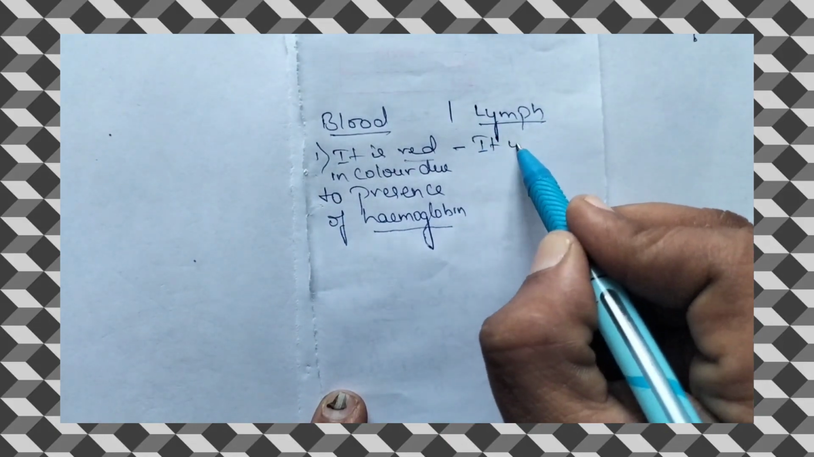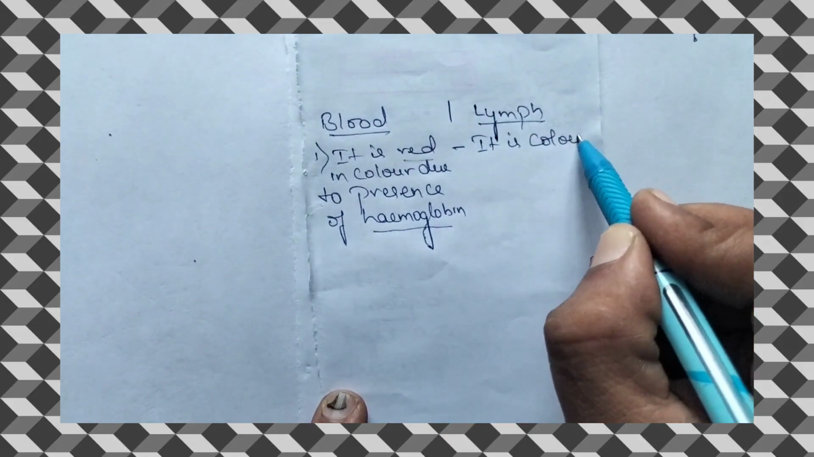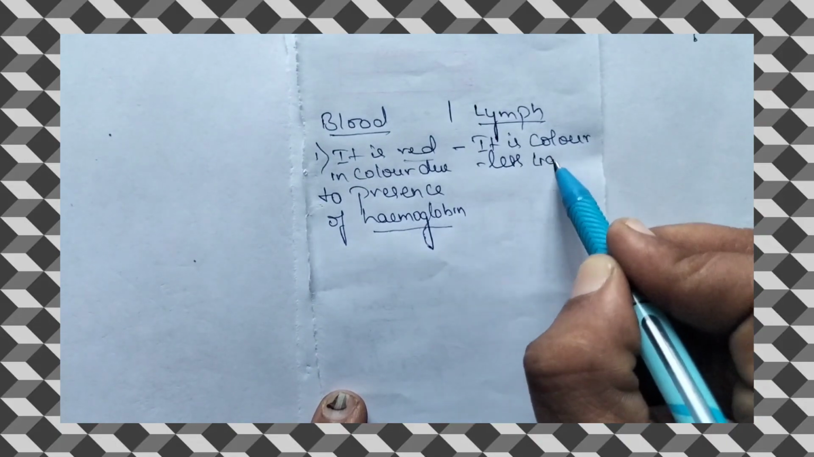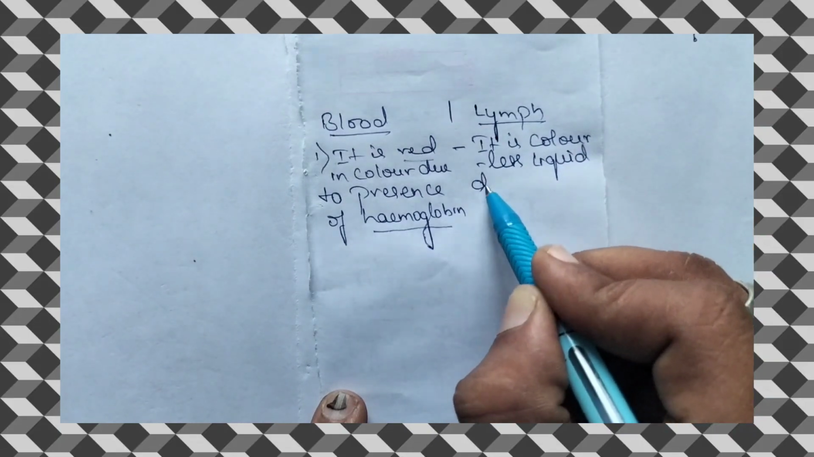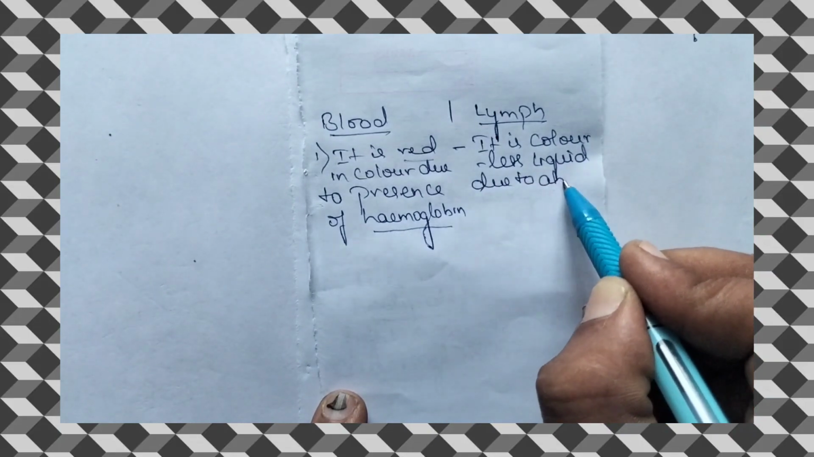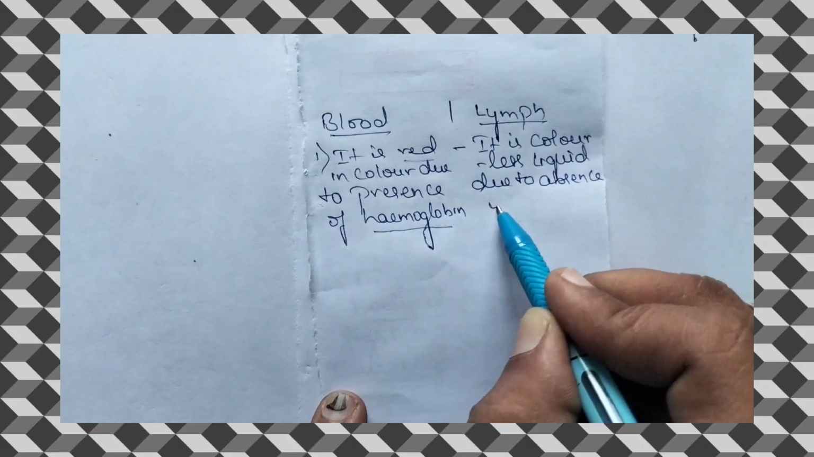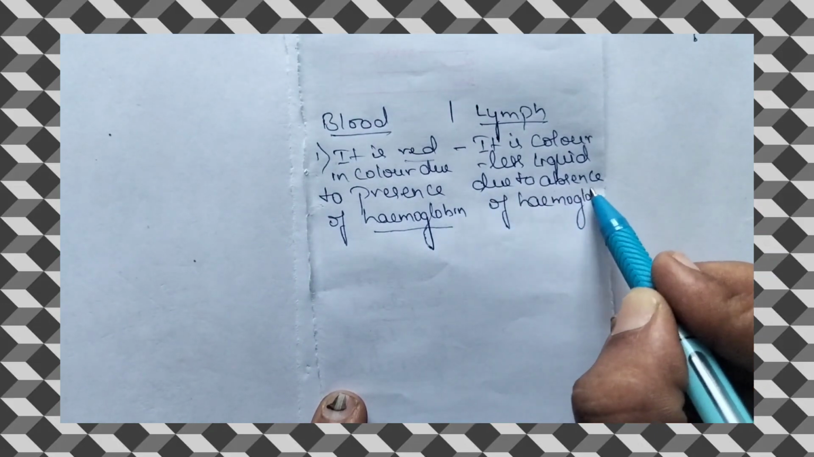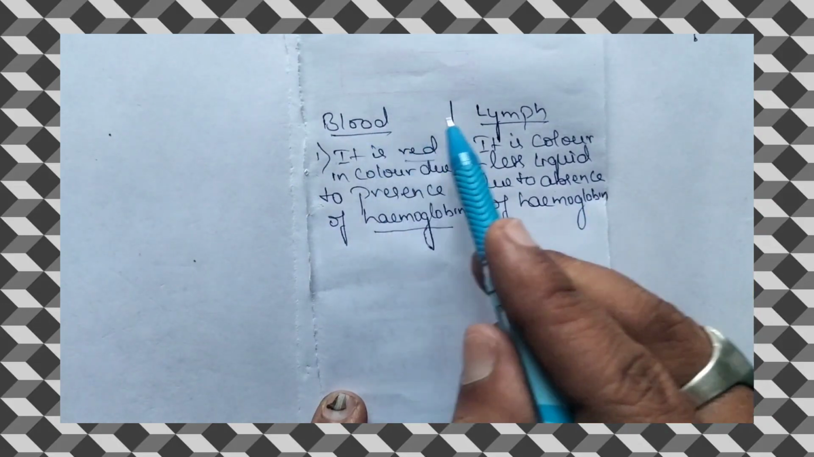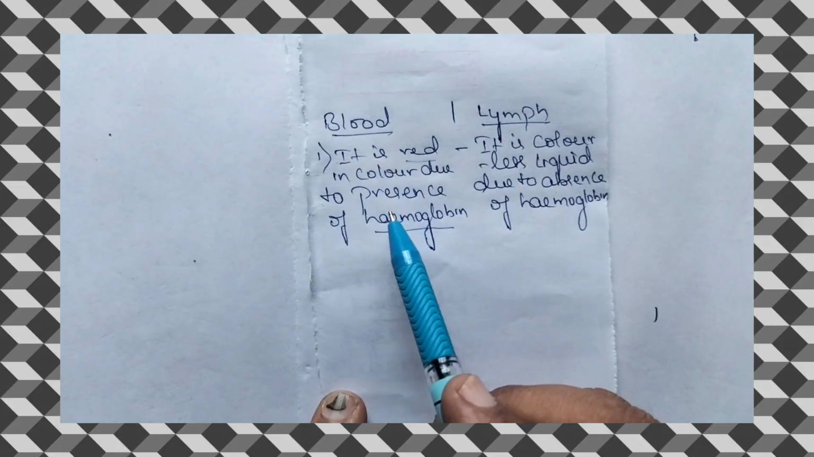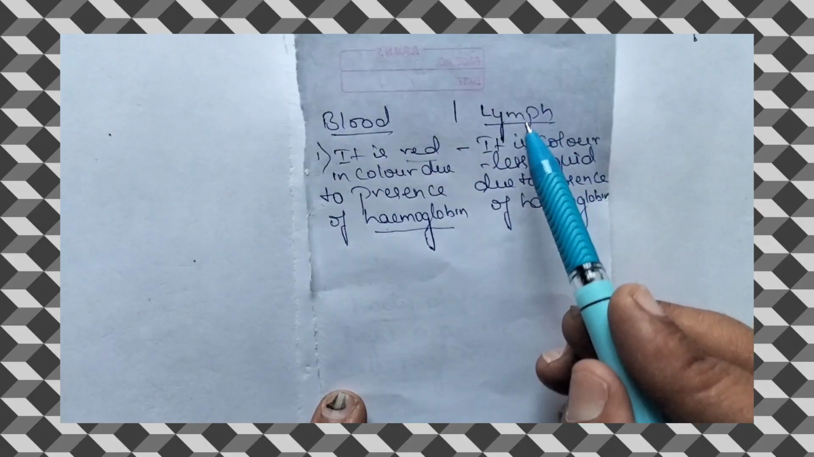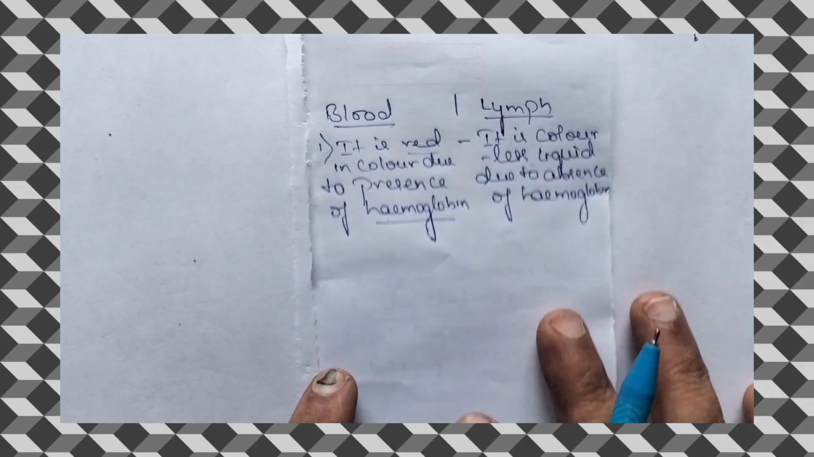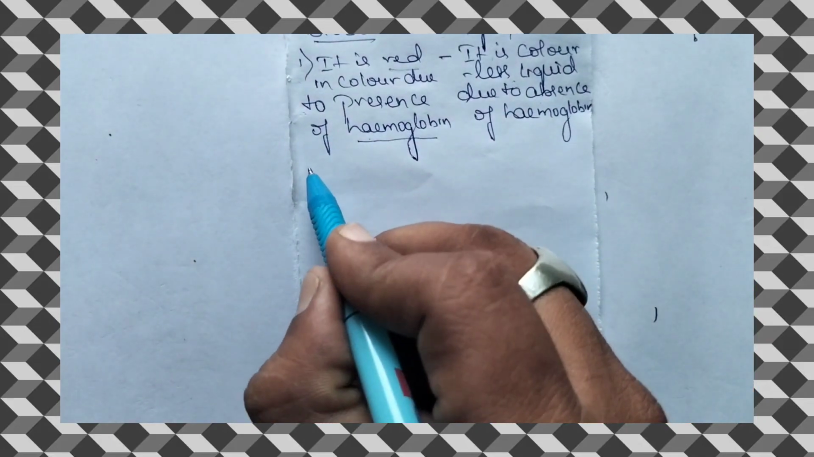So lymph is a colorless liquid due to absence of hemoglobin. So no hemoglobin. Very important difference for examination. So I'll differentiate between blood and lymph. Blood is red in color due to presence of hemoglobin. Lymph is a colorless liquid due to absence of hemoglobin.